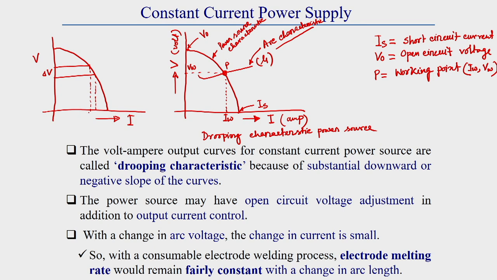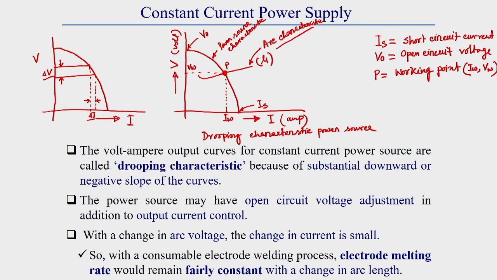That means the variation of current is delta I, and this is delta V. So what we can observe is that within a variation of voltage, the change of current is almost constant, that is, the change of current is very small. That's why this characteristic curve is called the constant current power source characteristic.